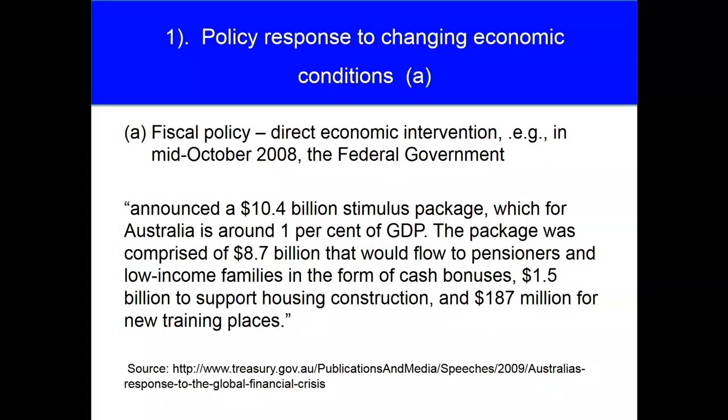So let's have a look at an example of this. In 2008, when we had the global financial crisis, the government decided, if we don't do anything, the economy will slow down, we'll go into recession. So we'll have a 10.4 billion stimulus package, and we'll give that to pensioners and low-income families because they're more likely to spend it rather than to save it, and therefore that'll stimulate the economy. They also had 1.5 billion for housing construction and 187 million for training places.